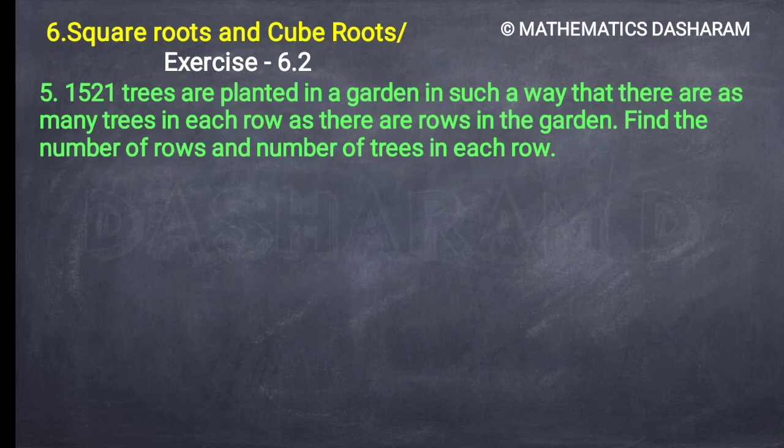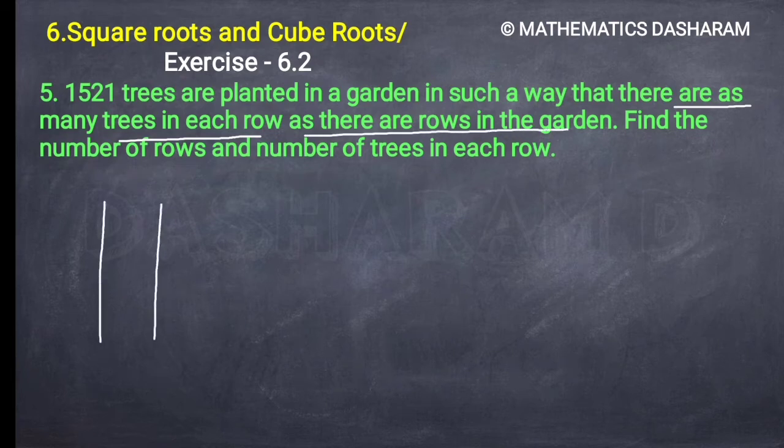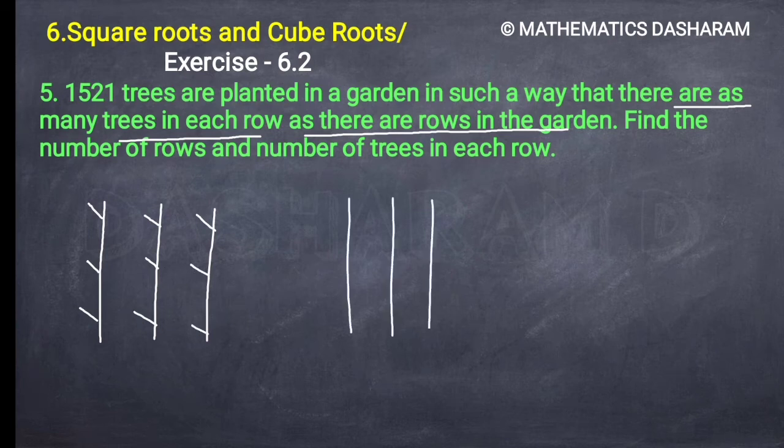See here, there are as many trees in each row as there are rows in the garden. For example, there are total 3 rows in a garden. Then each row how many trees? 3 trees will be there because there are total 3 rows in a garden. For example, there are total 5 rows. Then in each row how many trees will be there? 5 trees will be there in each row. Okay.